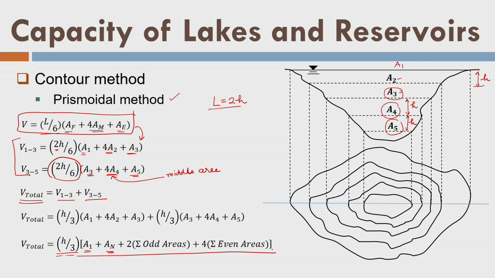We will take the contour interval h, fine, and then these areas are separated by the contour interval, okay, on the section area. Now you can imagine that I will take A1 as my first area, An is the last area, and in between I will divide the areas into even areas and odd areas. So A2, A4, A6 are my even areas, A3, A5, A7 and so on are my odd areas. Then I will use this formula straight away, right. So, that is my prismoidal method.